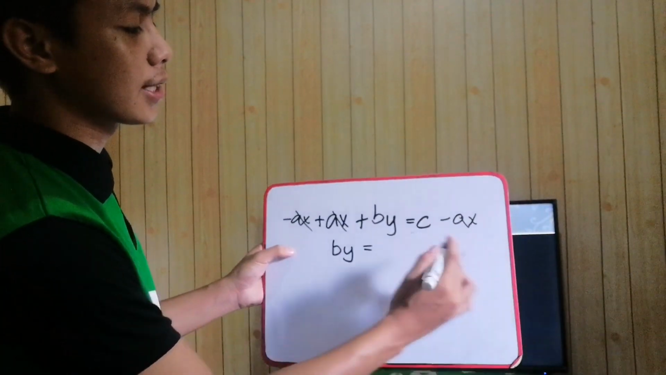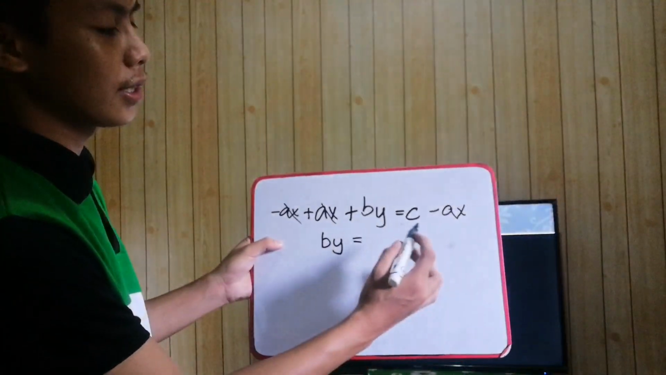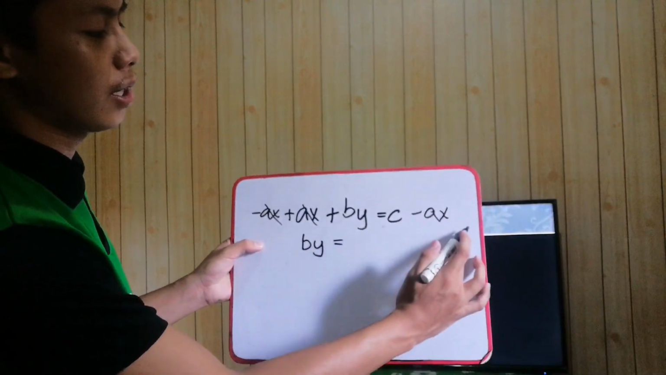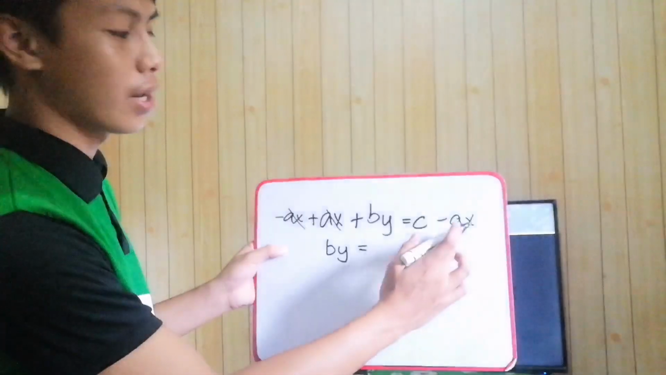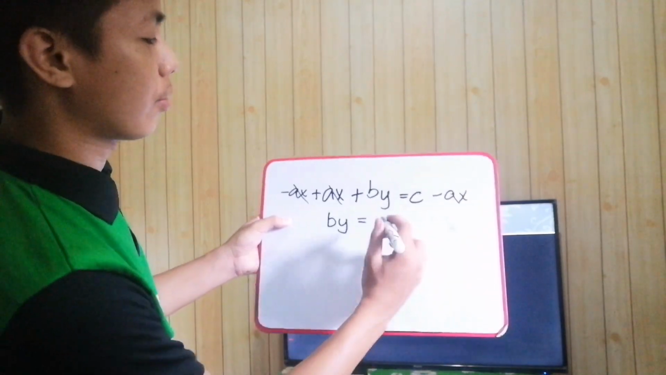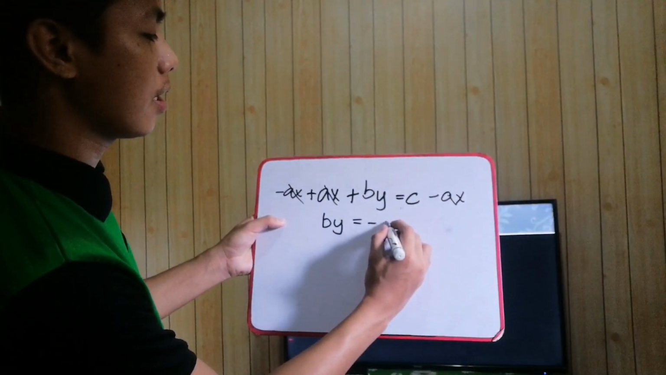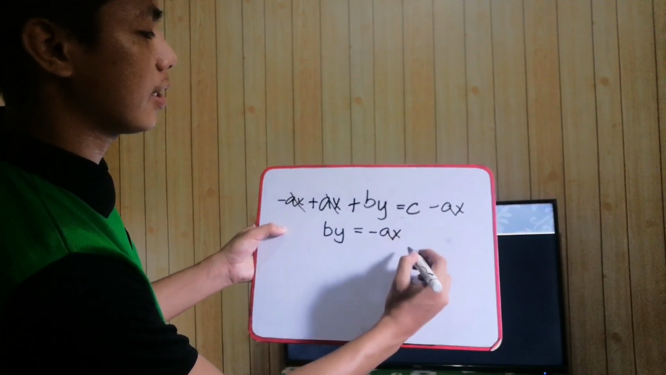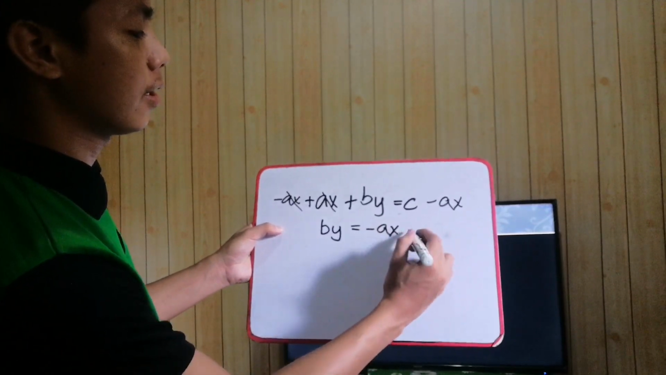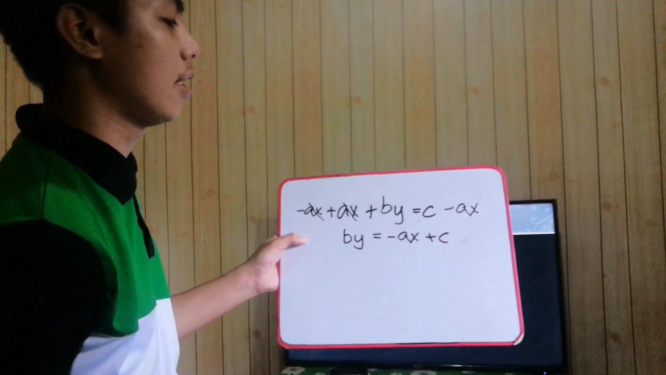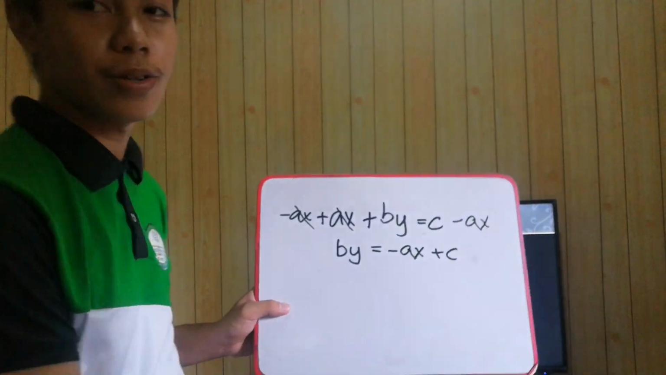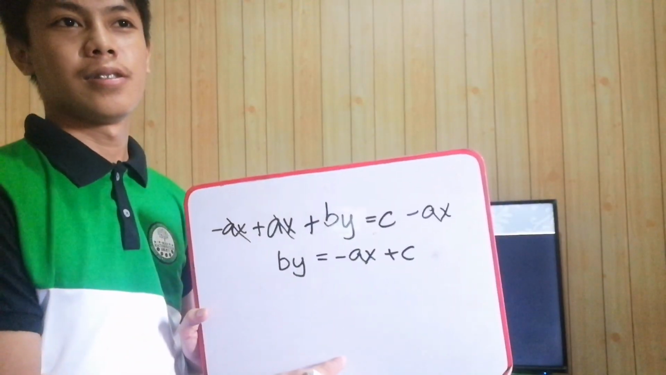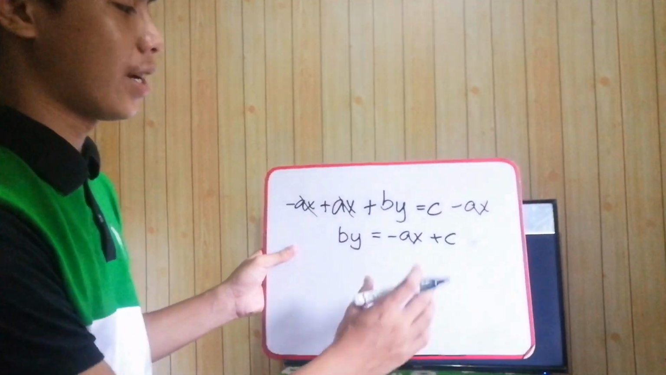So, ito guys, kailangan natin i-arrange ito. Kasi yung constant, palaging nasa huli yan. So, mauuna yung may variable. So, ang mangyayari dito is negative ax plus c. Now, ito na ba yung final answer? Hindi pa ito yung final answer.